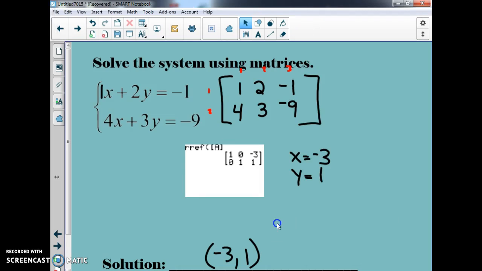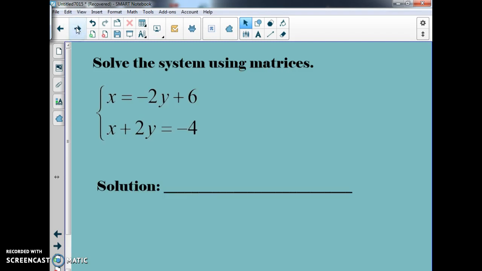This is much quicker than trying to solve this by elimination. By solving it by elimination, I'd have to multiply the top equation probably by -4, add them together, solve for x, solve for y, eliminate x, solve for y, then plug it back in, solve for x. We'd still be working on it. Let's move on to the next example.